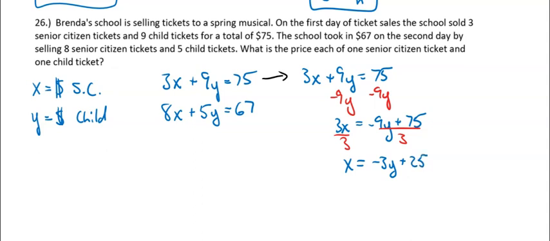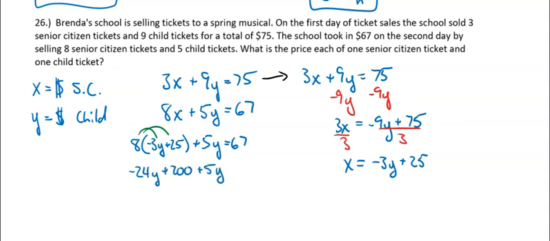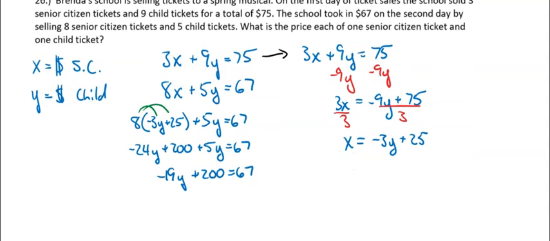Okay, and now I'm going to plug that into the other equation. So I have 8 times x, which I can replace with the negative 3y plus 25. And now I can simplify this thing. I'm going to distribute. I can combine like terms. And now I can go ahead and solve this thing. I'm going to subtract the 200 from each side.